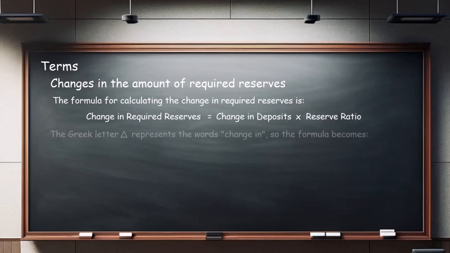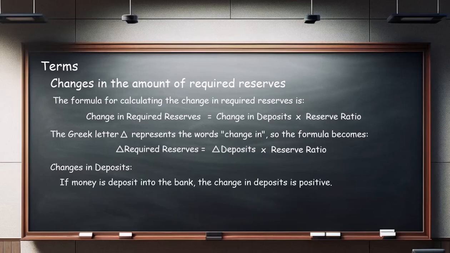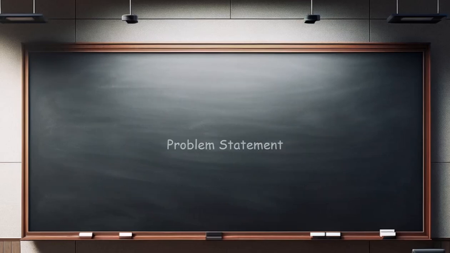The scientific community, including economists, uses the Greek letter delta to represent the concept of change. So the words "change in" may be replaced with a delta in the formula. So replacing "change in" with the Greek letter delta, the formula is rewritten as delta required reserves equals delta deposits times reserve ratio. If the person deposits money or puts money into a bank, the deposit change is positive. If the person withdraws money or takes money from the bank, the change is a negative change in the bank's deposit. Now, let's look at a problem statement with a reserve ratio given as a decimal number, or rational number.